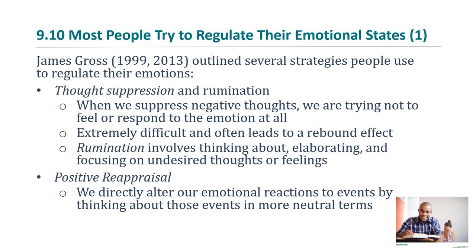In this last section of this learning objective, we're going to look at ways that people try to regulate their emotional states. James Gross came up with this list, and he outlined several strategies that people use to regulate their emotions. The first ones here are thought suppression and rumination. I'll tell you right off the bat, these tend not to work well. When we suppress negative thoughts, we are trying not to feel or respond to the emotion at all. It's extremely difficult to decide not to think about something, and it often leads to a rebound effect where you end up thinking about the negative situation even more because you're trying to push it out of your mind.